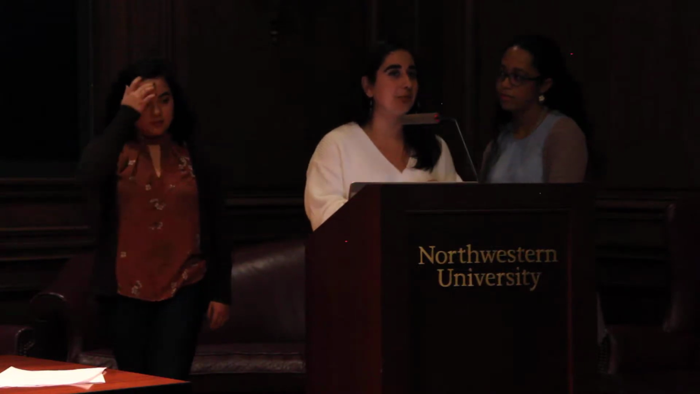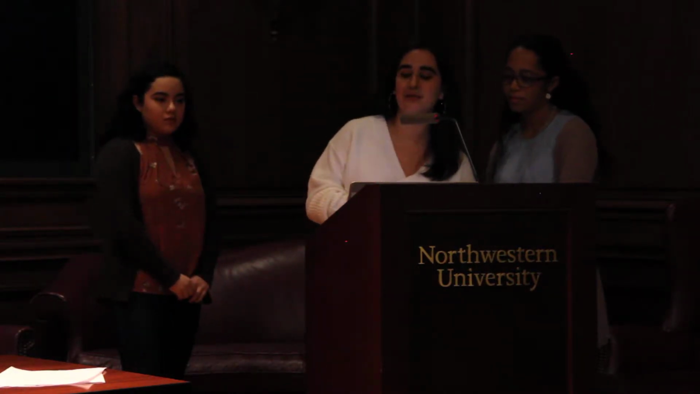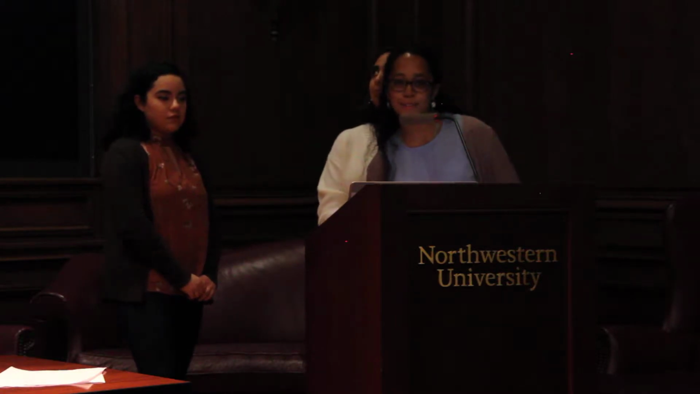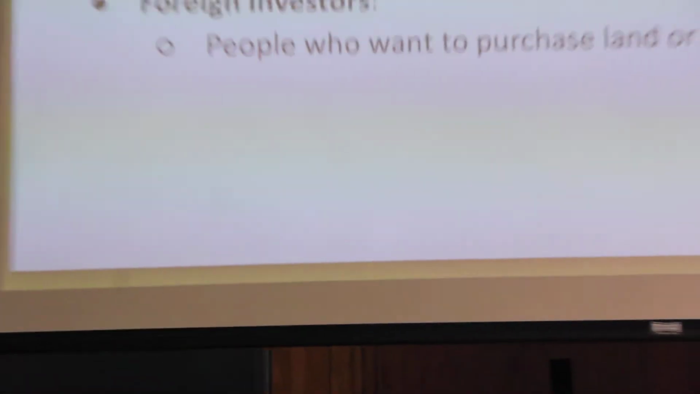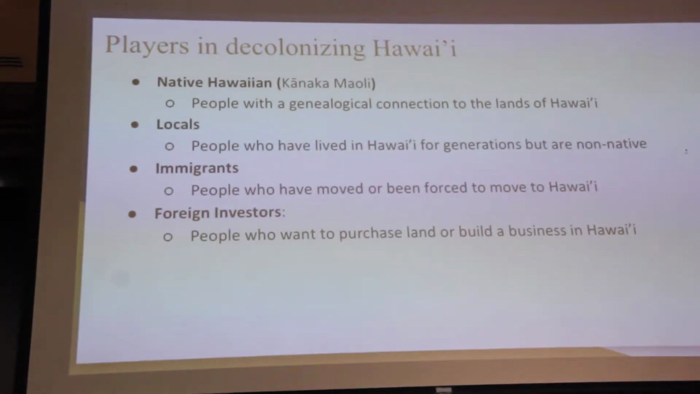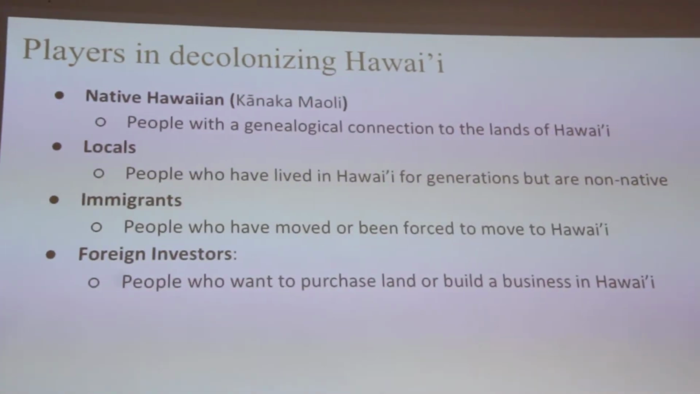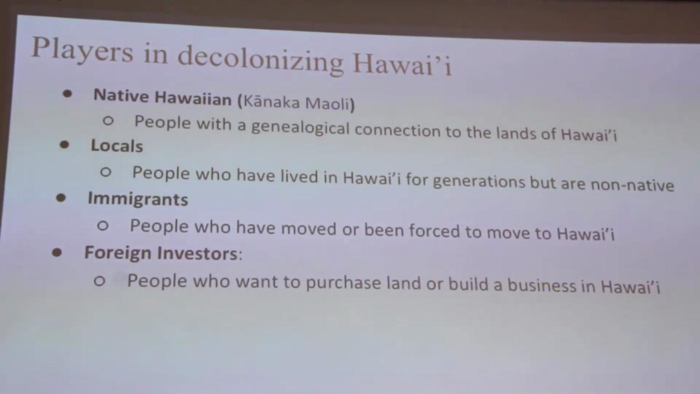So we're going to just keep it simple and give you a couple of positionalities to play with. You may have heard some of these terms throughout the research presentations tonight, and we've chosen 4 of the positionalities. The first one is Native Hawaiian or Kanaka Maoli, who are people with a genealogical connection to the lands of Hawaii. The second one is locals, people who have lived in Hawaii for generations but are not native. Then we have immigrants, people who have moved or who have been forced to move to Hawaii. And finally, foreign investors, people who want to purchase land, build a business, or invest in Hawaii in general. Okay, if there are any questions about these players in the game.